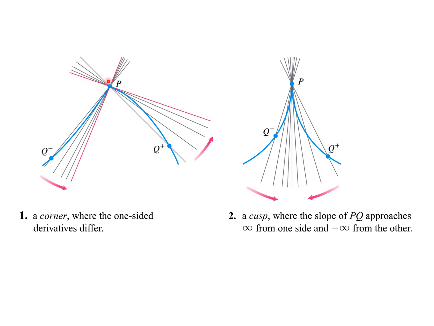Anytime that we have more than one slope at the same point of a curve, then we can say that the derivative does not exist on a corner.